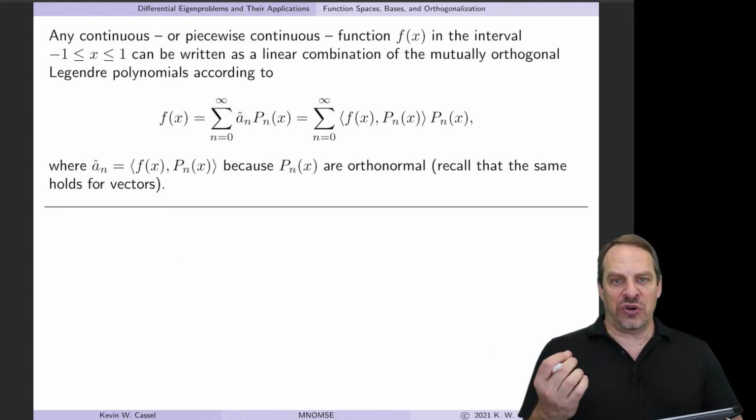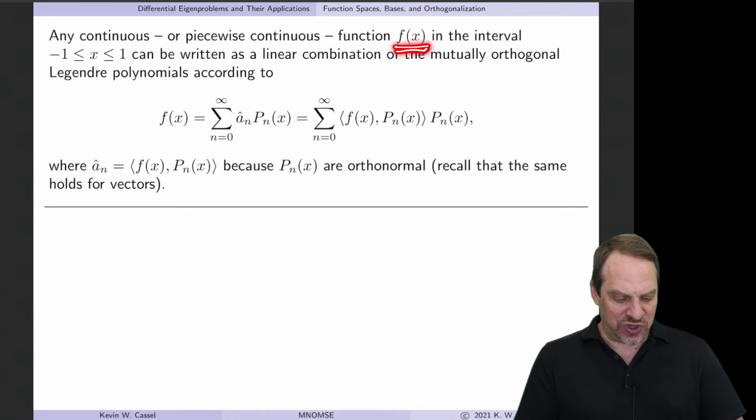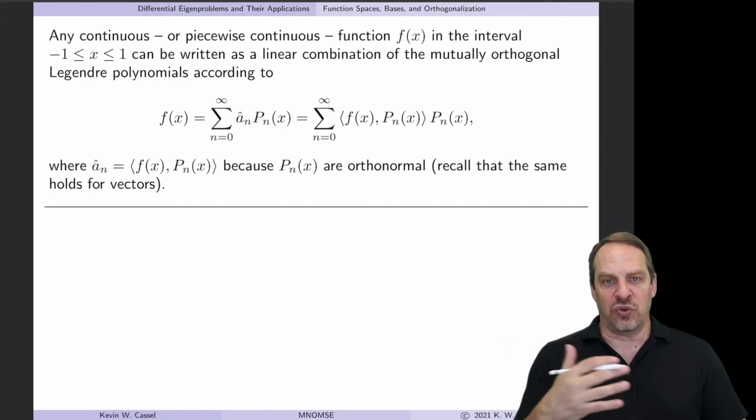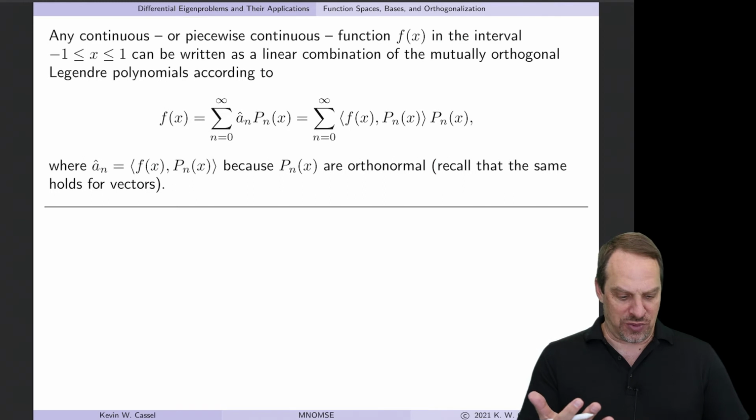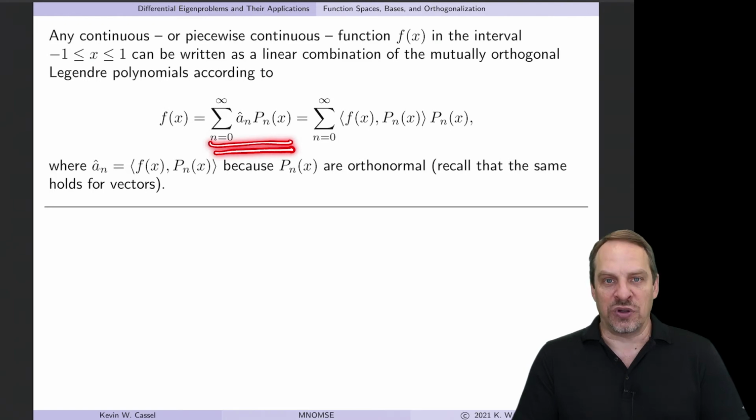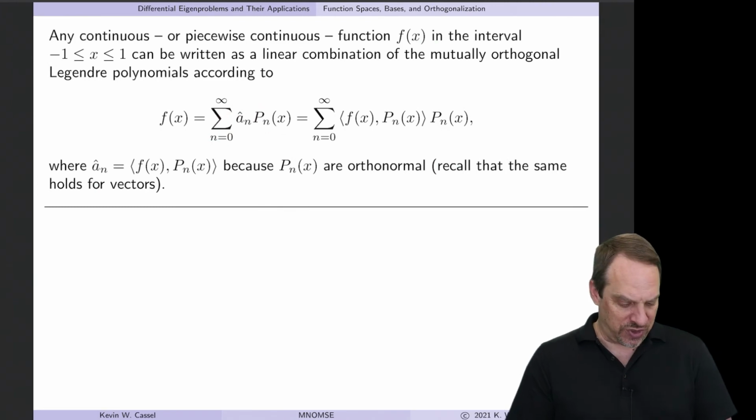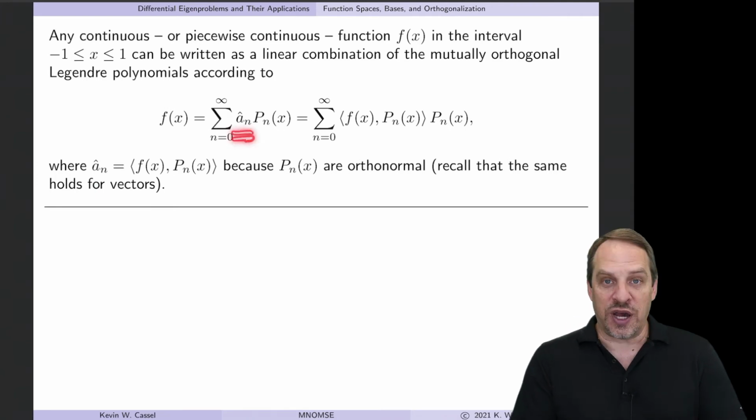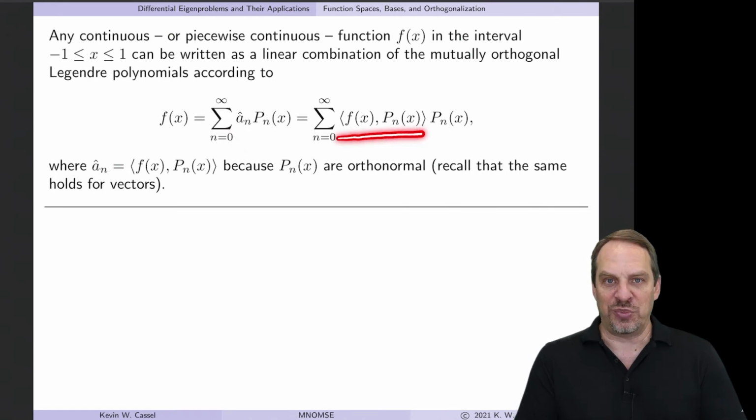So now, of course, the point in doing all this is that I can take any piecewise continuous function, say f of x or u of x or whatever, in this interval from minus 1 to 1, and I can write it as a linear combination of this infinity of orthonormal basis functions that we've just obtained using Gram-Schmidt orthogonalization. So I could write my f of x as a linear combination of all of the Legendre polynomials with the appropriate coefficients, which I can determine. In fact, because the p's are orthonormal, I know that this a sub n hat is simply the inner product of f with each of the pn's.